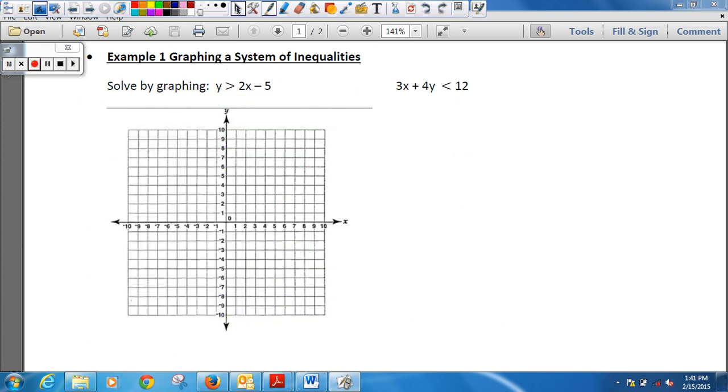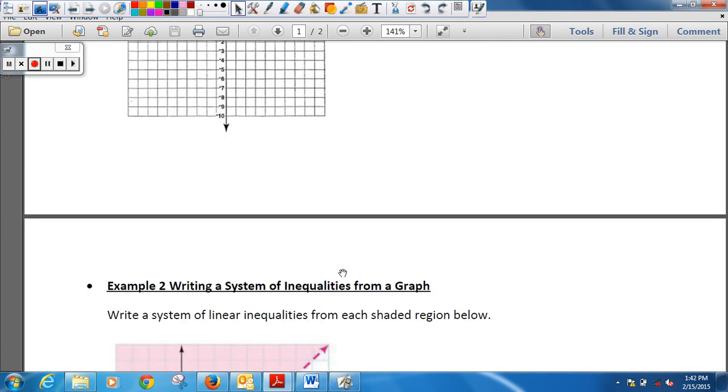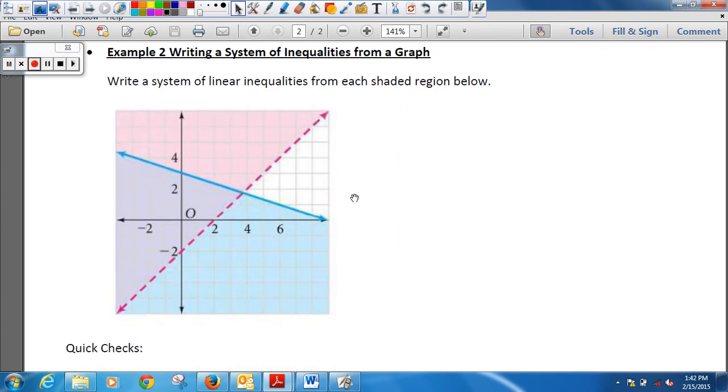Let's go ahead and turn our page and look at the next example. We have one more example here, and this time it's actually already graphed for you. You just have to come up with the two equations. To find my two equations, I'm always going to find M and B. That's the easiest way for me. And since this one's dashed, I need to make sure I pay attention to that. It's not going to have an equal to part.